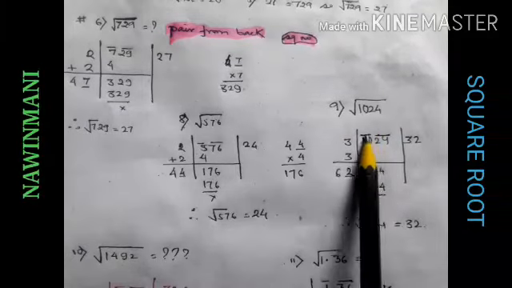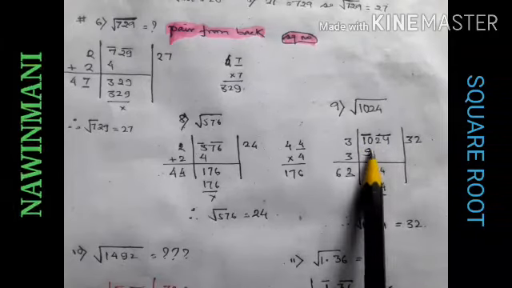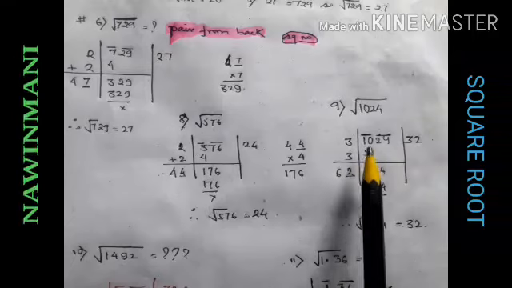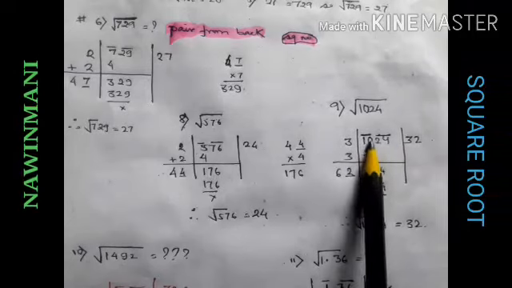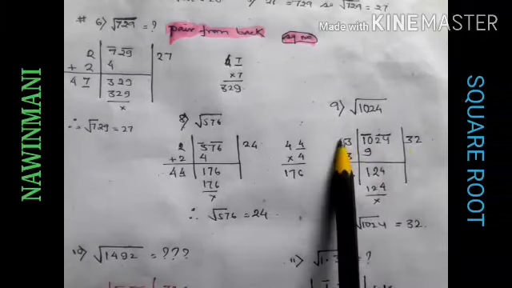Okay, similarly for 1024, what do I do? I pair it from the back. What is the square number of 10? 3, because 3 3s are 9. 4 4 is 16, which is more. So I write this. 2 5 is 10 you cannot write, because you have to use a square number. Yeah, so put 3.